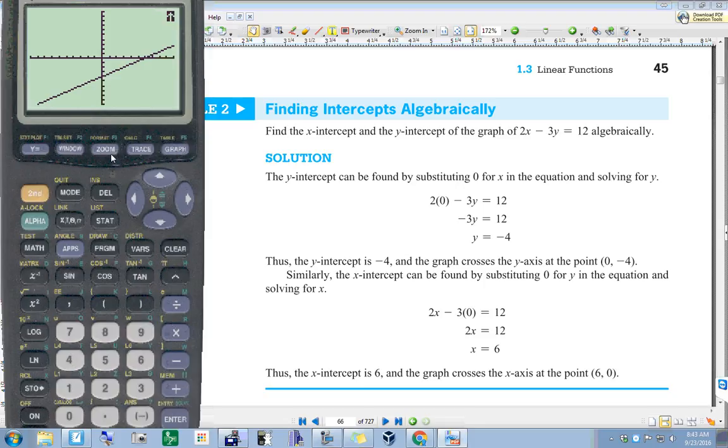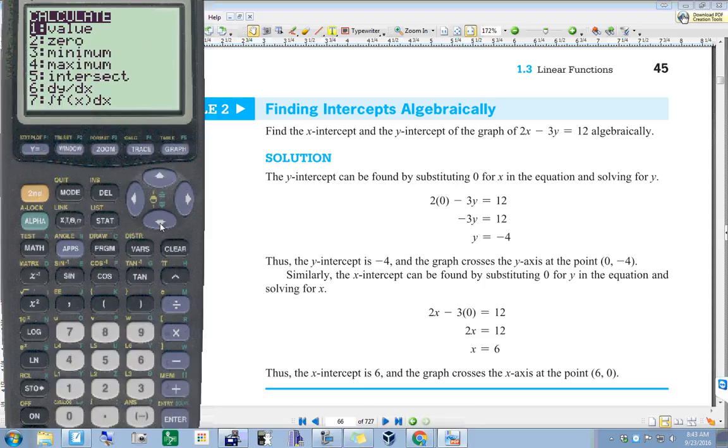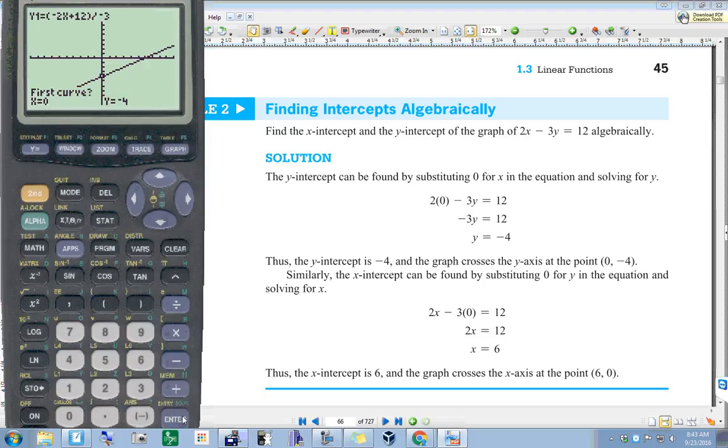What I'm going to do is go up to second, trace, and go down here to number 5, intersection. Okay? So the first curve, it's just asking where first curve is: y1. Enter. Second curve, y2. Enter, enter. And it'll go through and do the math for me, and I find out that x is equal to 6.